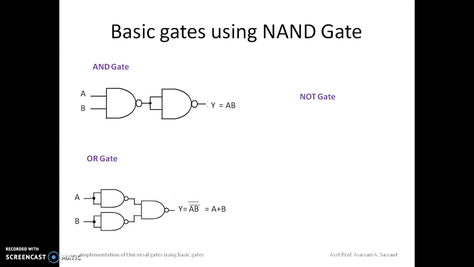Now we will see how to construct NOT gate using NAND gate. Very simple diagram. Just a single NAND gate is used. The two inputs are combined together to form a single input A, which will give us the output as A bar.